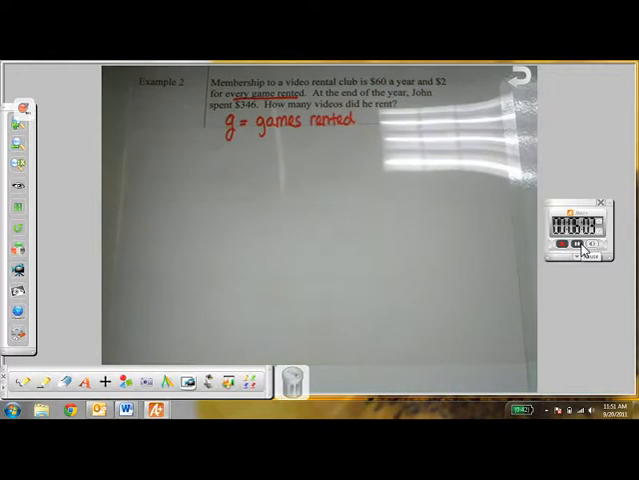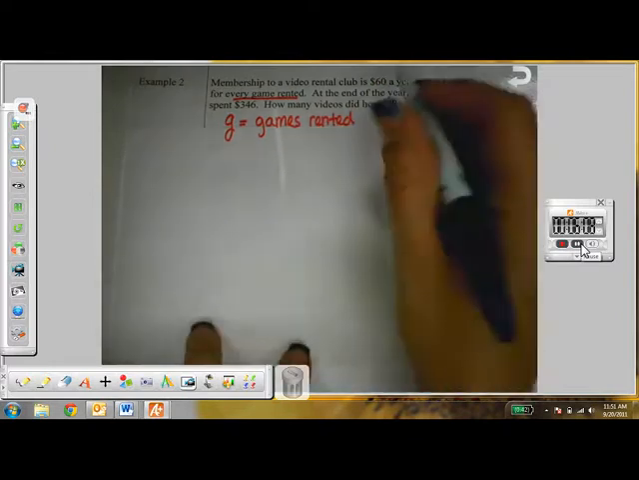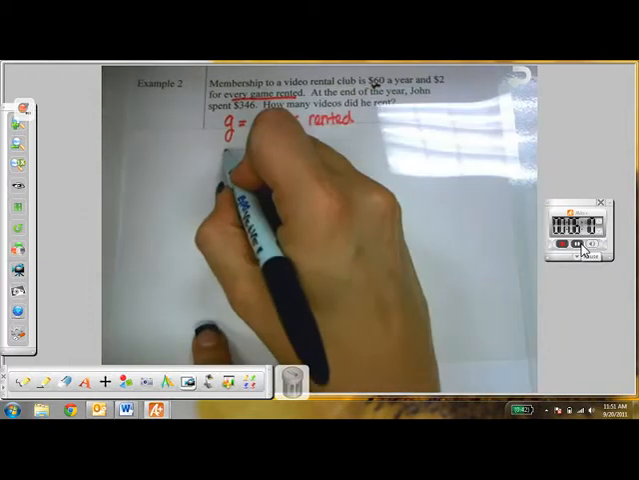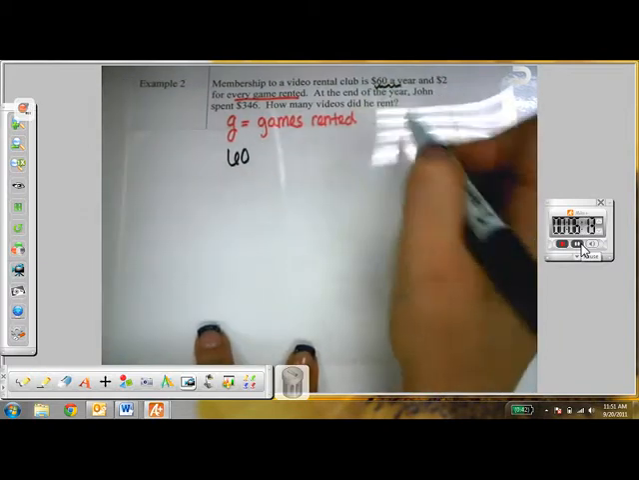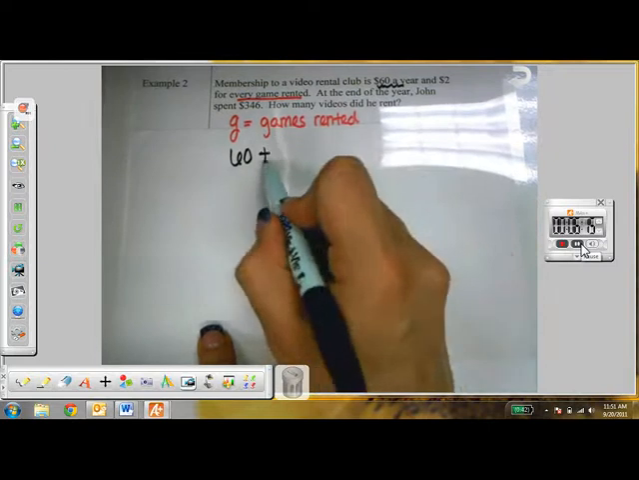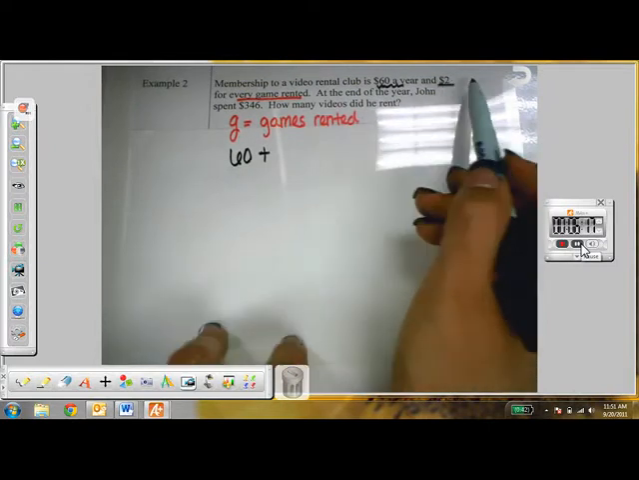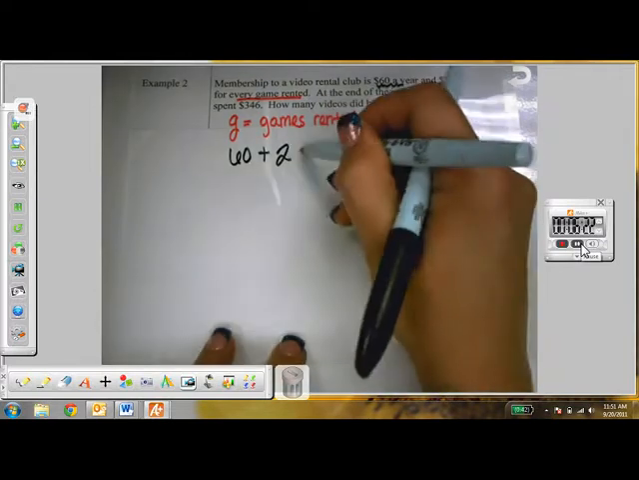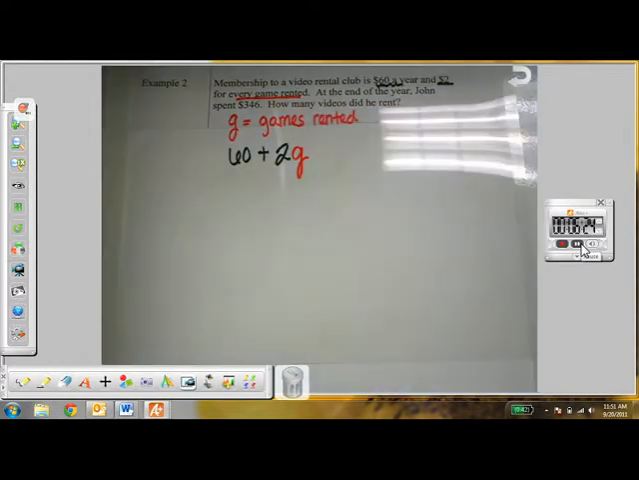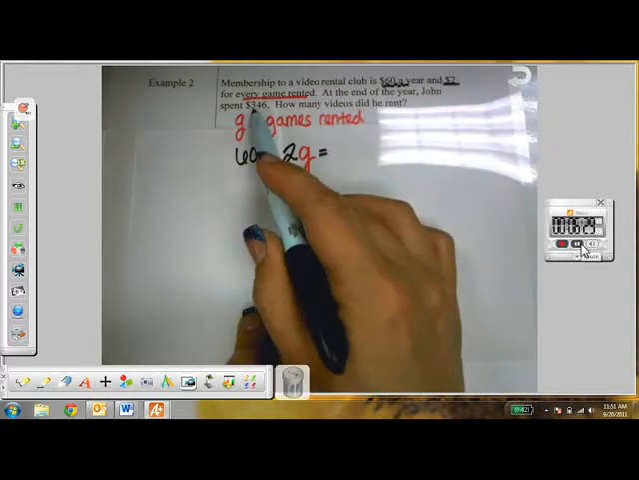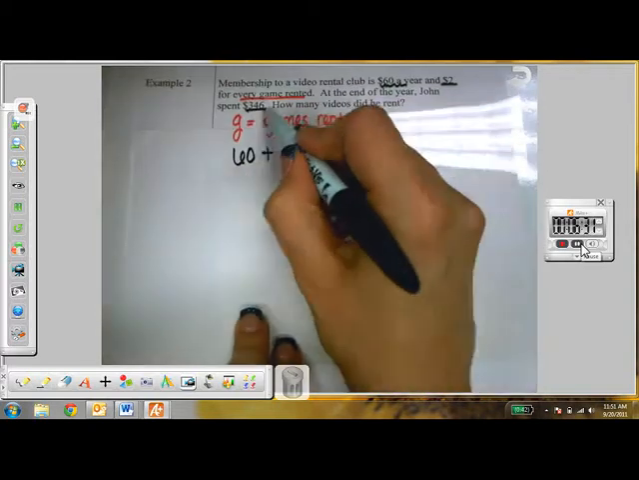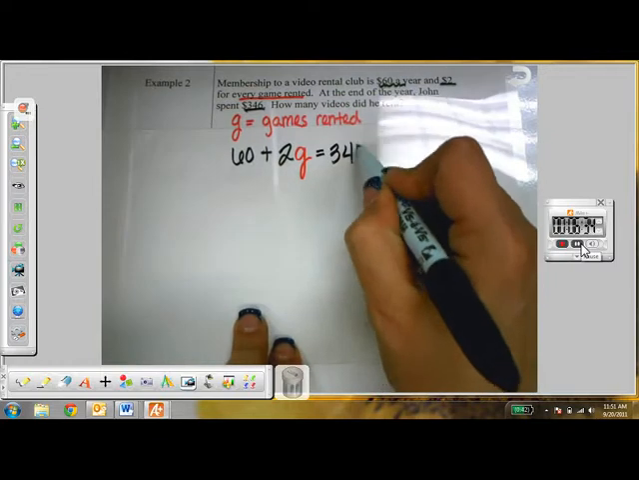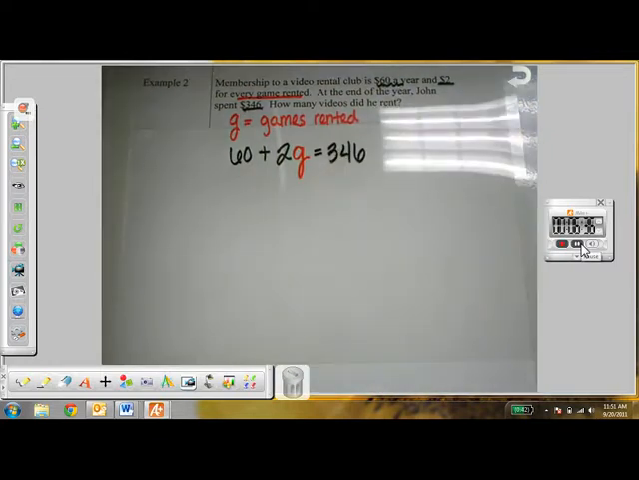What's my equation going to be? No matter what, I'm going to pay $60. Plus, how much does each game cost? 2. So it's going to be 2 times G, 2 times the number of games rented. And we know that John spent $346, so it equals 346.